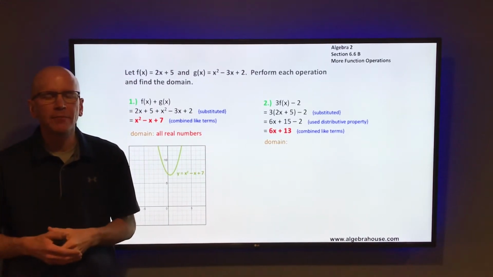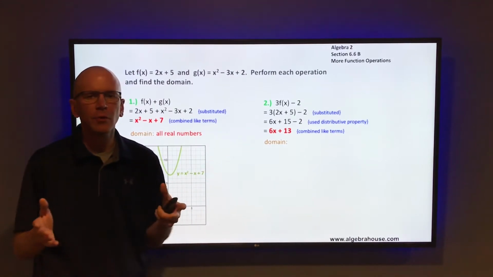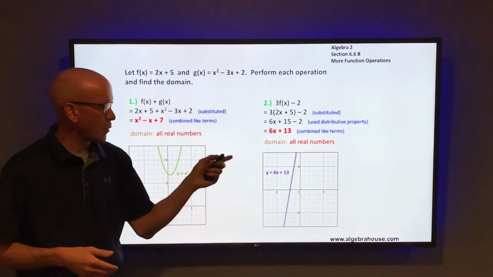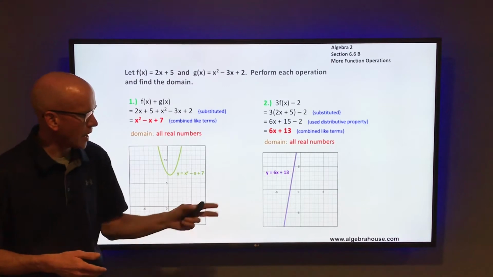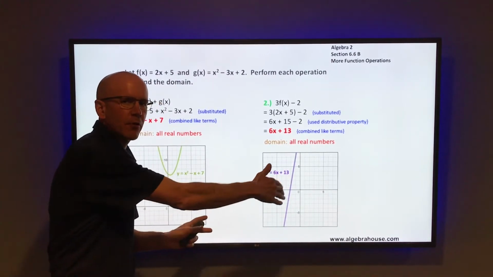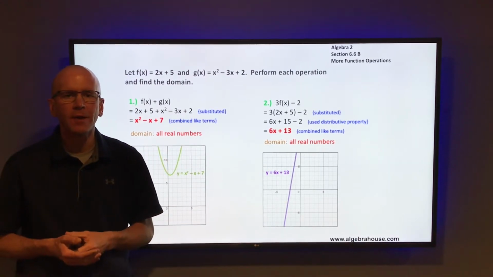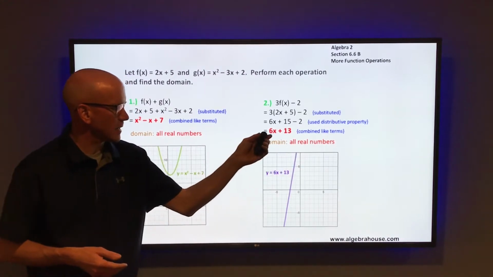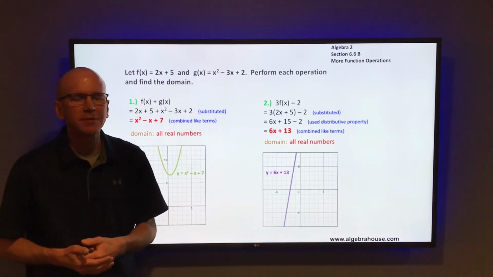Now for the domain, you're looking for any restrictions, any square root signs, any fractions, which there are none, therefore no restrictions on the domain. The domain would be the set of all real numbers. So the graph of that, if that was an equation, such as y equals 6x plus 13, the graph of that would be a line. As it goes higher and higher, lower and lower, it's going to get farther and farther to the right, farther and farther to the left, consuming or using all x values. That's why the domain is a set of all real numbers. So that is 6x plus 13, domain is all real numbers, and that is the graph of y equals 6x plus 13.